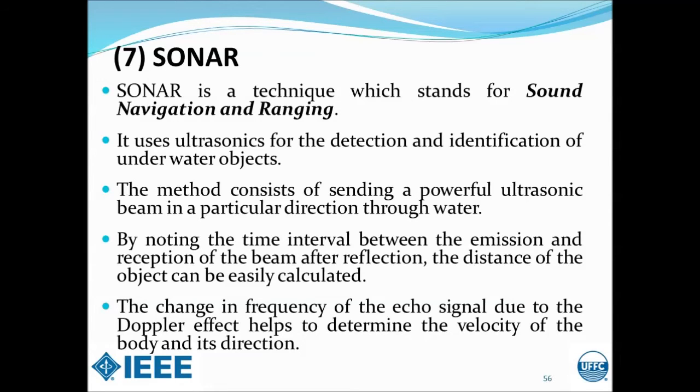Ultrasonic sonar can be used to detect items underwater. The method consists of sending a powerful ultrasonic beam in a particular direction through a body of water. Noting the time interval between emission and reception of the beam after reflection, the distance of the object can be easily calculated. The change in frequency of the echo signal is due to the Doppler effect. It helps determine the velocity of the body and its direction.